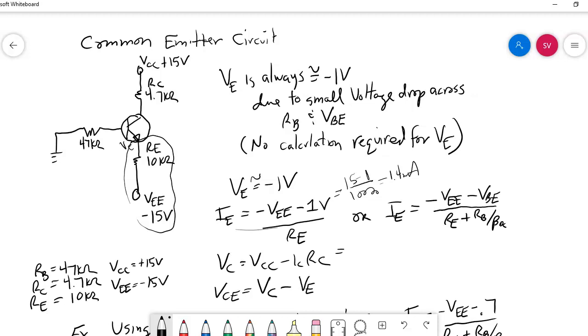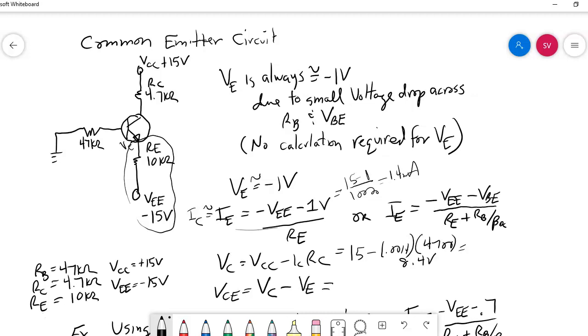Now we could calculate VC because once again we could also approximate IE and IC to be equal to each other. So VC is VCC, plus 15 volts, minus our 1.4 milliamps, which is what we just calculated, times your collector resistor of 4,700 ohms. So we end up getting a VC of about 8.4 volts, if you put this in your calculator properly.